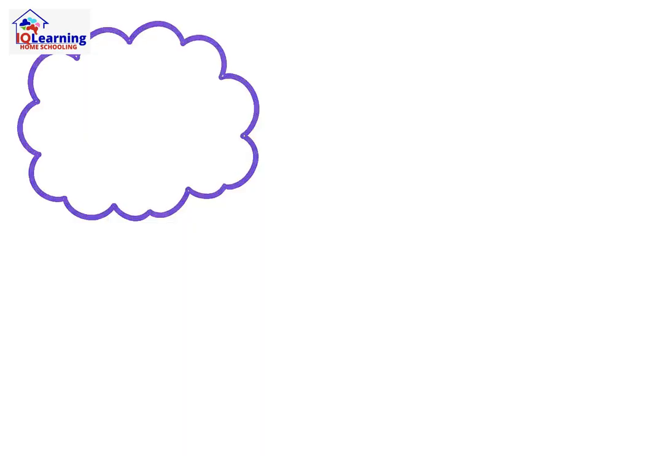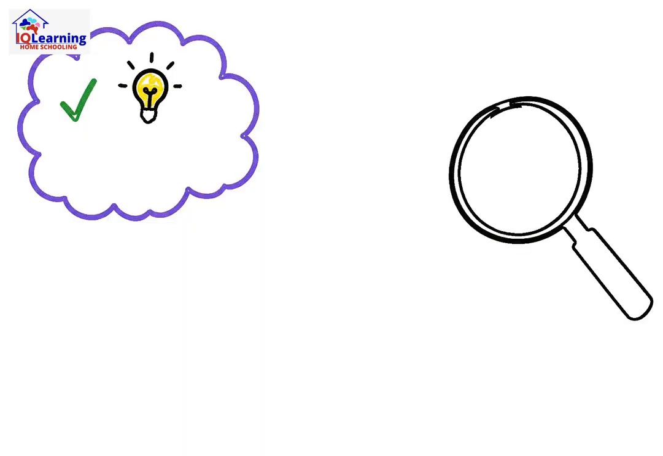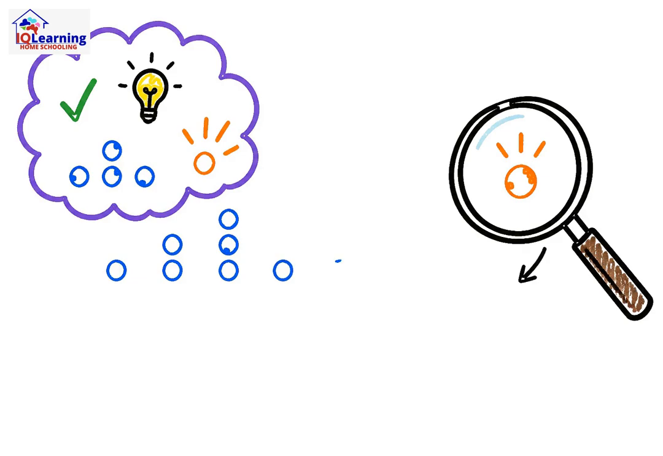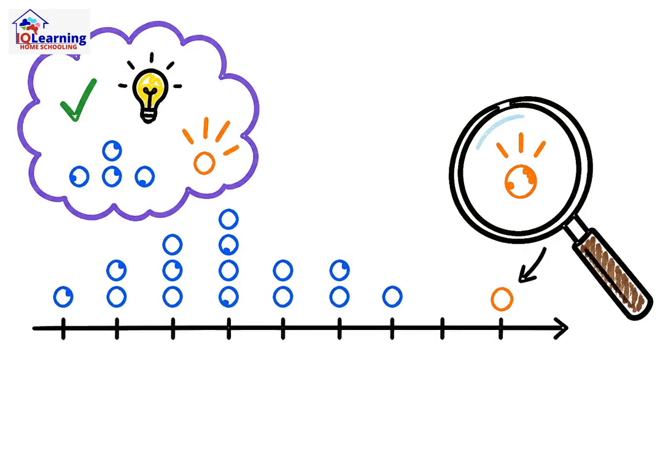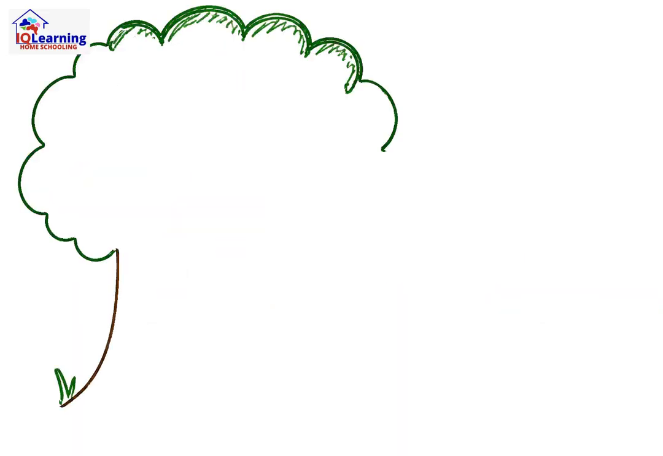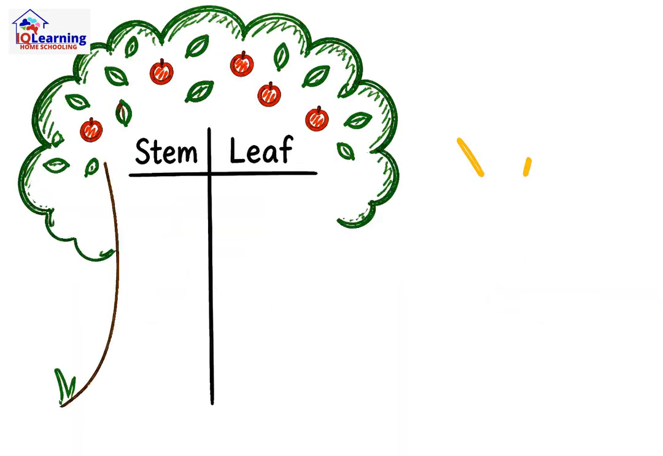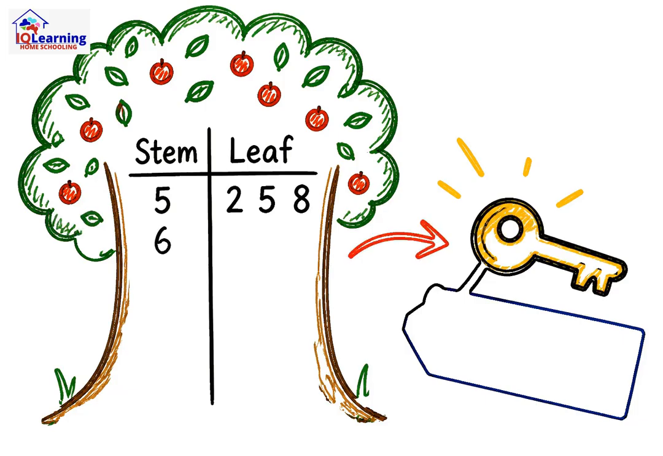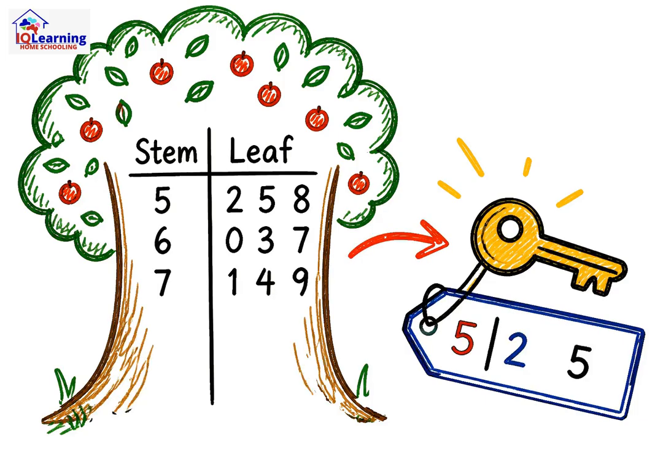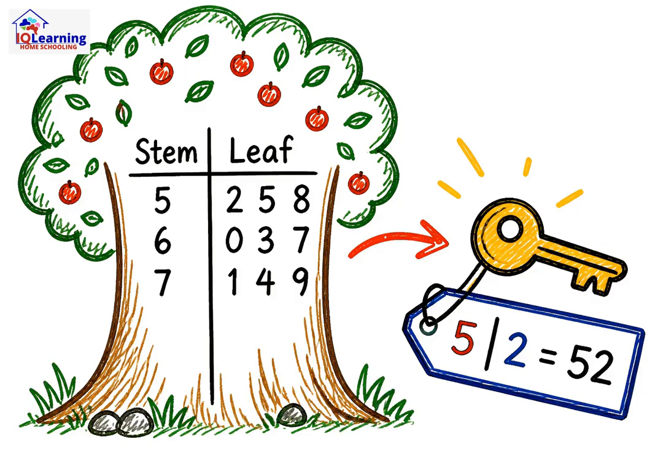Other graphs have their own rules. A dot plot is great for small data sets because it shows every single data point, making it easy to spot outliers. A stem and leaf plot cleverly uses the actual numbers to create its shape, but it's useless without a key telling you if 5 bar 2 means 52 or 5.2.